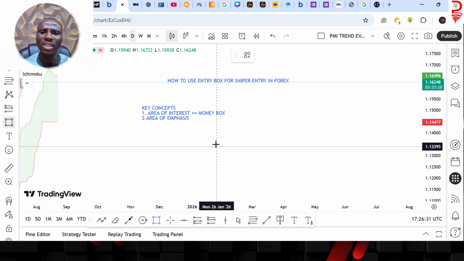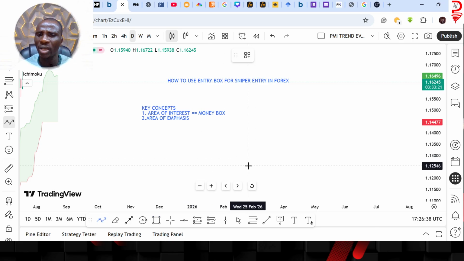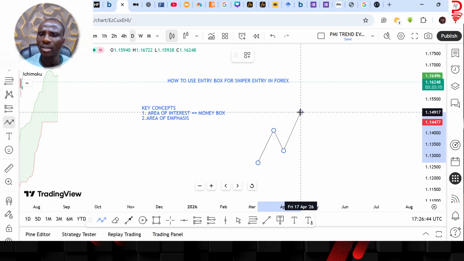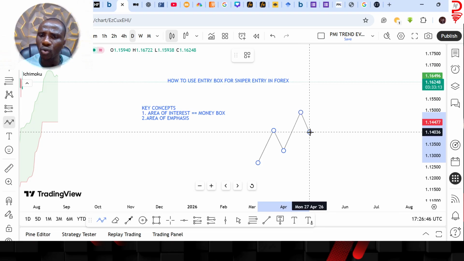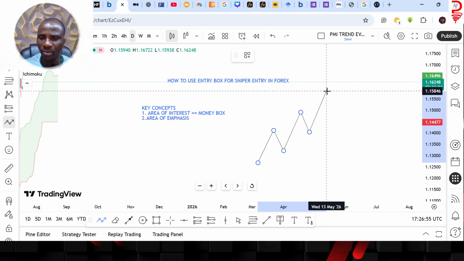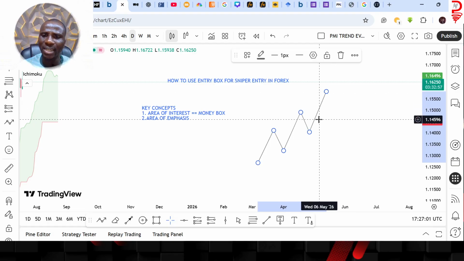Now, the concept of money box, like I said, is at the beginning of any wave. So let's say we have an upward trending market like this. Suppose you want to follow the next wave, which is the next impulse wave. How do you join this wave? This is the wave that you are interested in.